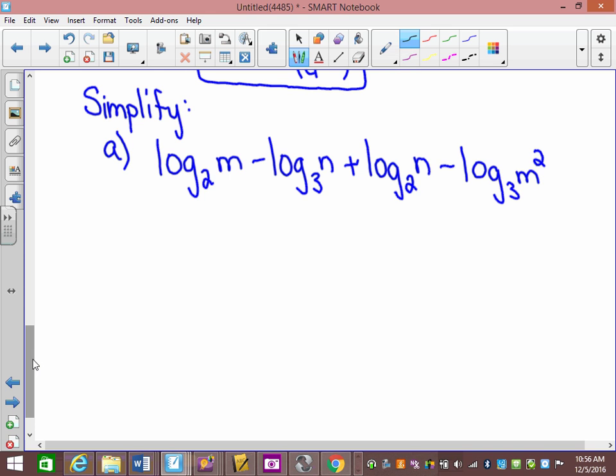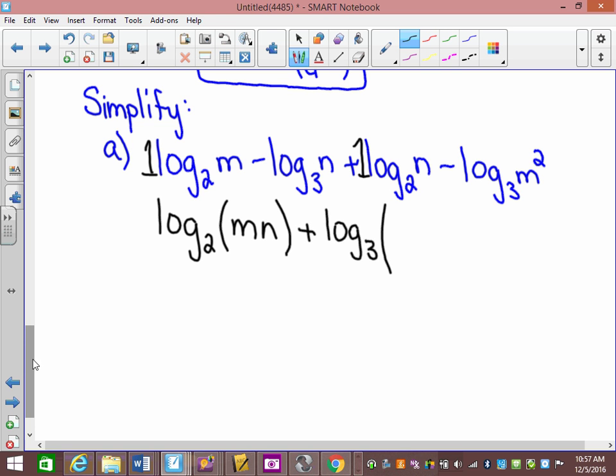So I can write this as log base 2. Because it has a plus 1 in front, the m stays on the top. This is the other one, and it has a plus 1 in front, so the n stays on the top. So there's no denominator. Then we add to it log base 3. This has a negative 1 in front, so it goes to the bottom. This has a negative 1 in front, so it goes to the bottom.